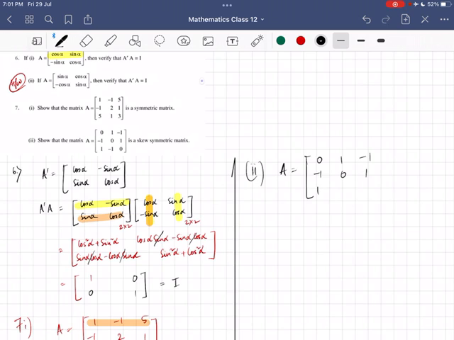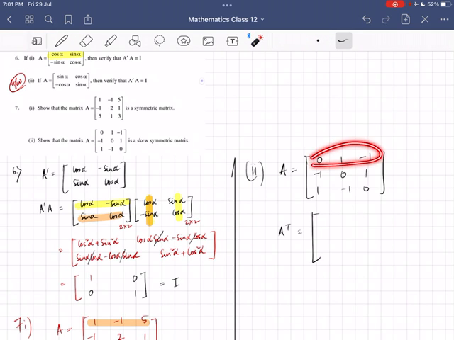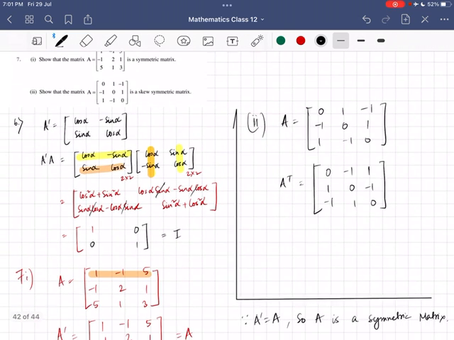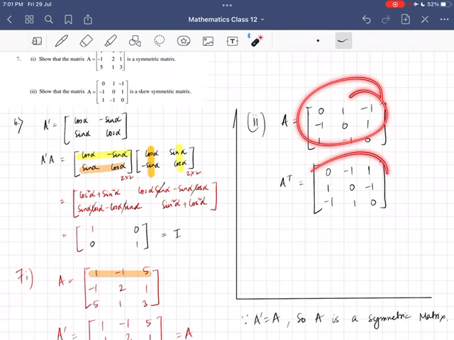Now if I do the transpose of this thing, what do we get? The transpose of this one, the row becomes the column. So this is my row, it becomes the column now. So 0, 1, minus 1, minus 1, 0, 1, 1, minus 1, 0. Now if you look here, the difference between these two is that all the numbers which are positive are now negative. So we're going to take a minus sign common.